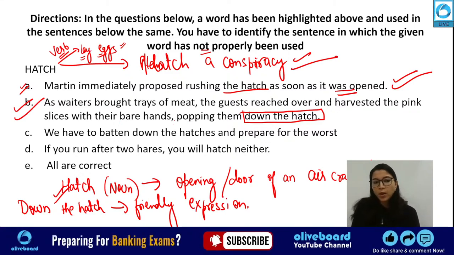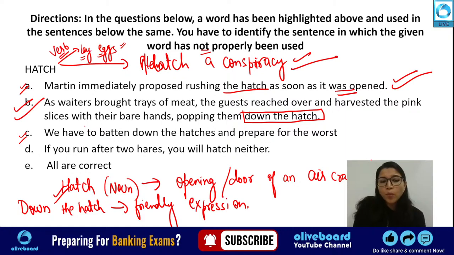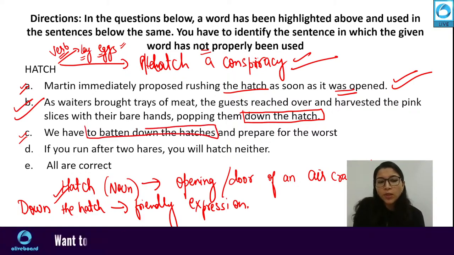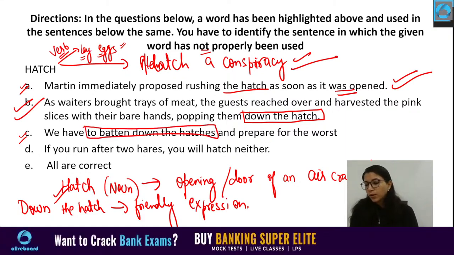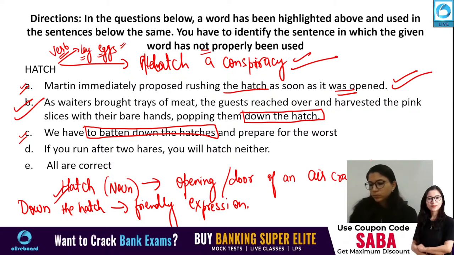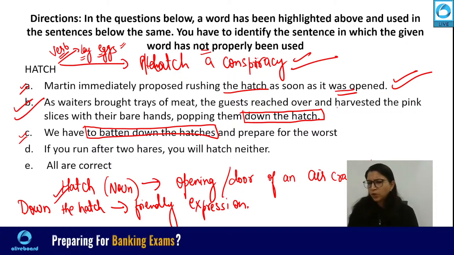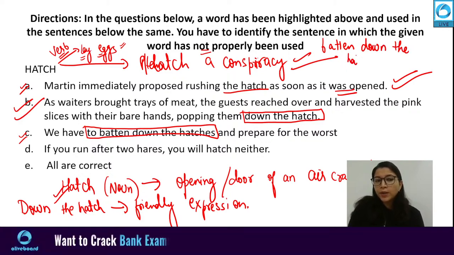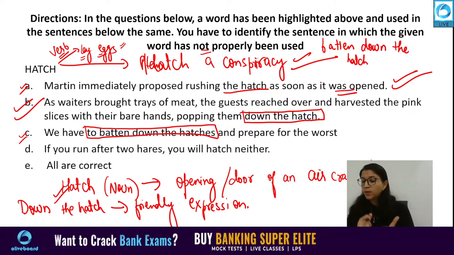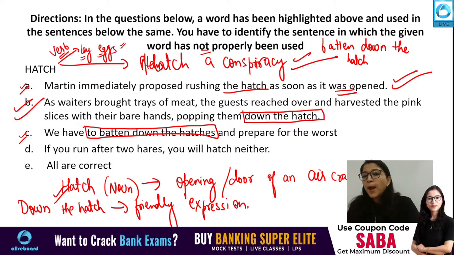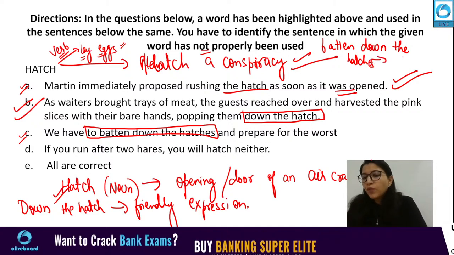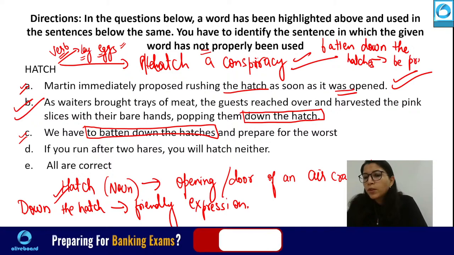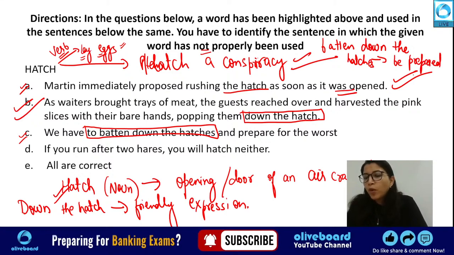Now C is, we have to batten down the hatches. Now this is another idiom. No, Elakia, this is a special session, not every day. Now, batten down the hatches is another idiom. Very good question. The word is very basic, but the usage is excellent. Batten down the hatches is an idiom which means be prepared for the worst.